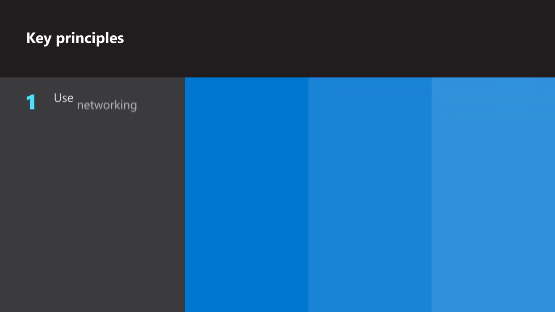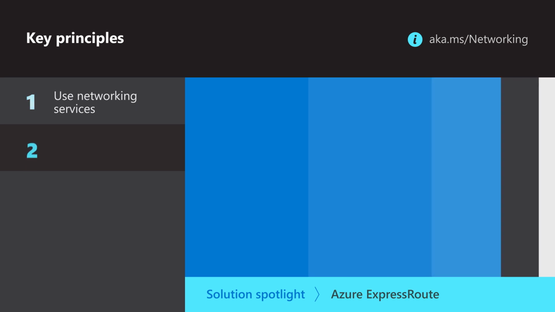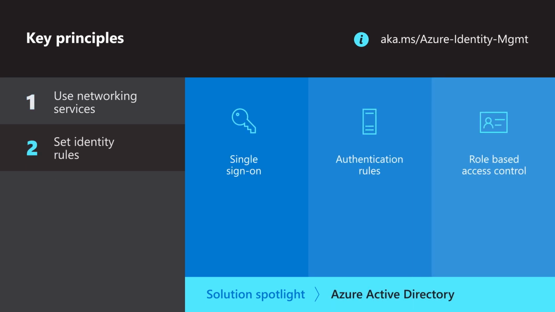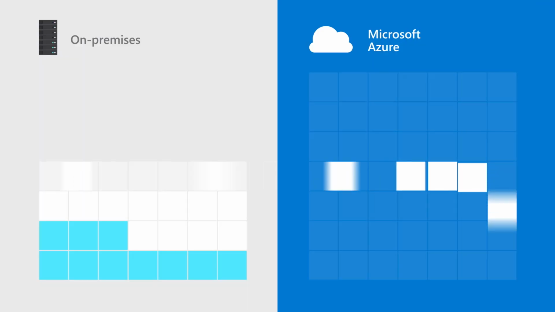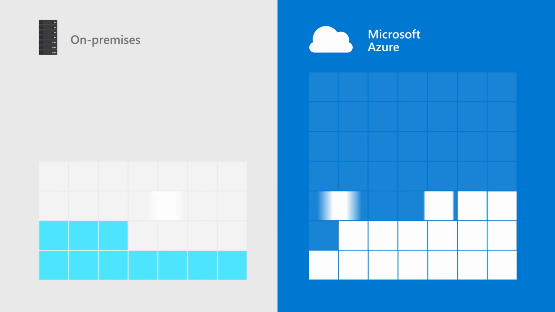First, use networking services that keep your apps connected and enable you to add or remove workloads without disruption. Second, set identity management rules so only trusted users can access your data. Addressing these first 2 principles enables you to start migrating low-risk workloads and learn about cloud capabilities.